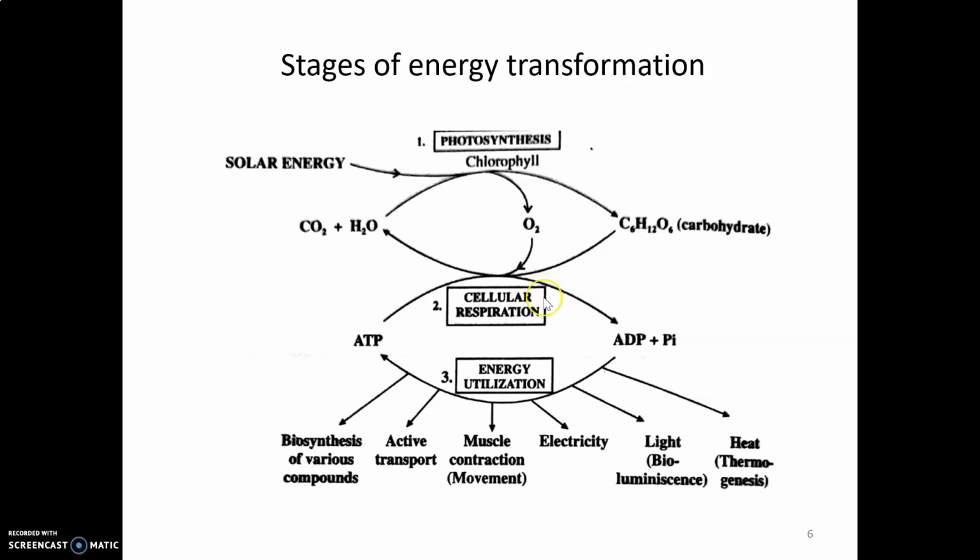So this ATP that is released is used for energy utilization, where it is used in biosynthesis of various compounds, in active transport, in muscle contraction, and in many cases this chemical energy is converted into light energy. You remember fireflies, where chemical energy is converted into light in bioluminescence, and in many other processes this ATP is used. So these are the different stages of energy transformation that take place in the universe.